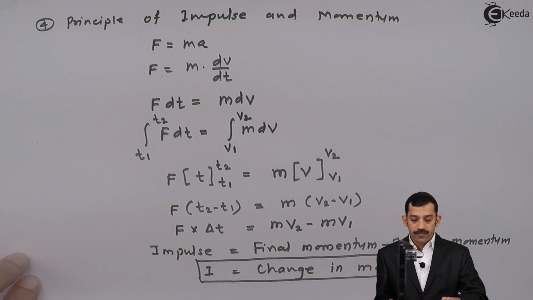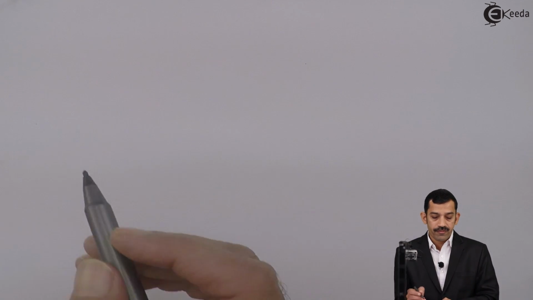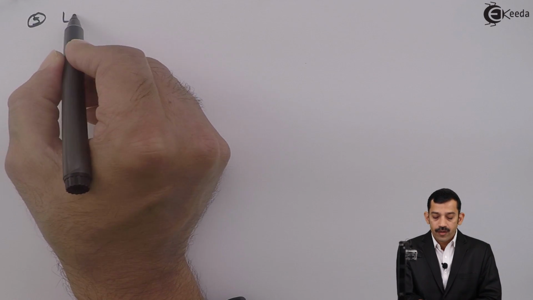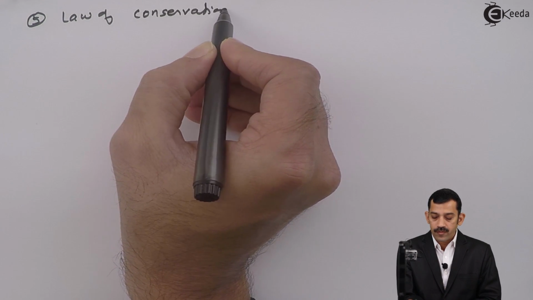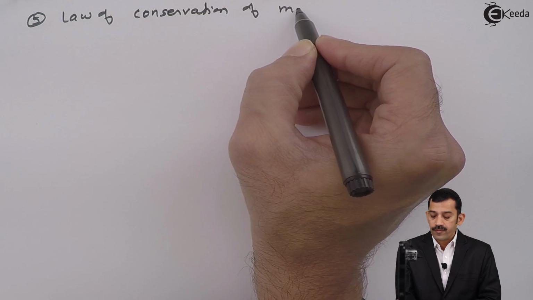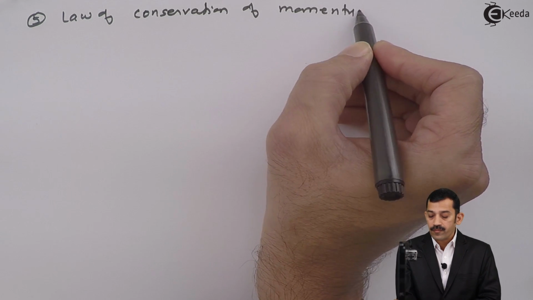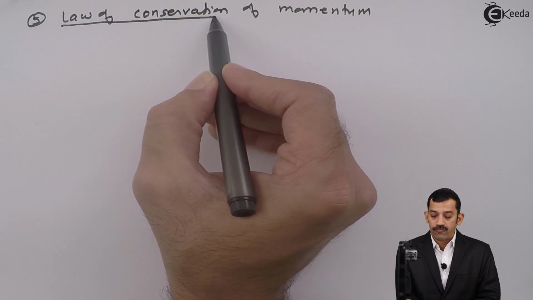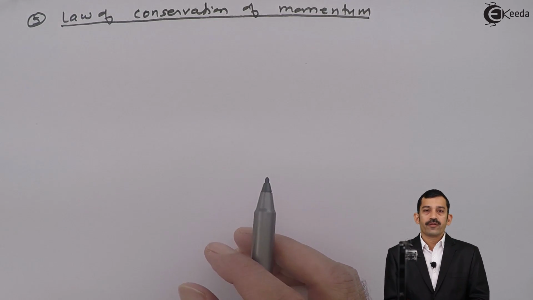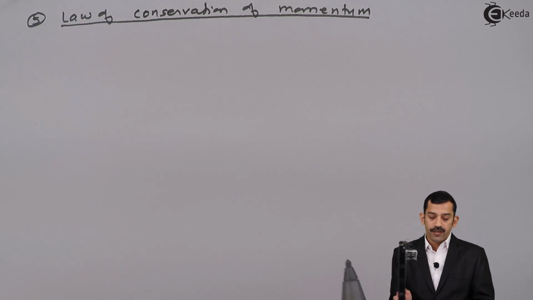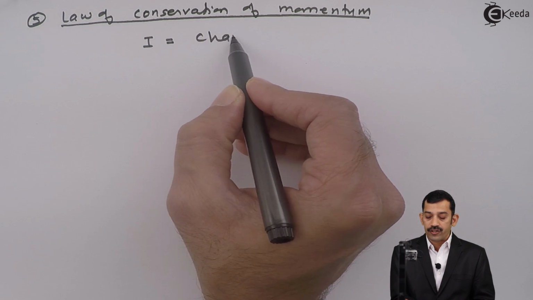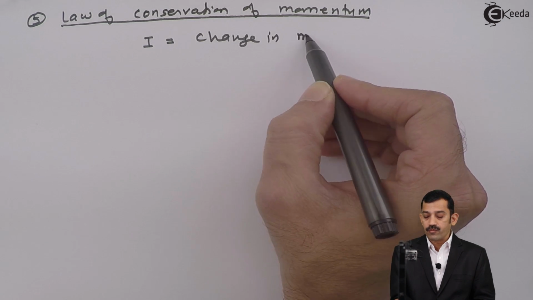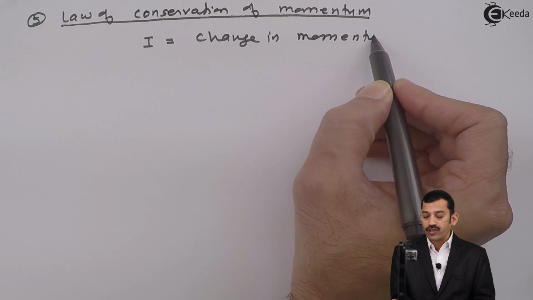Next one, from this principle of impulse and momentum, what will get here? Number 5, law of conservation of momentum. In law of conservation of momentum, from where we will get law of conservation of momentum? So that one will get from principle of impulse and momentum. As you know, impulse equal to what? A change in momentum. Impulse is change in momentum.